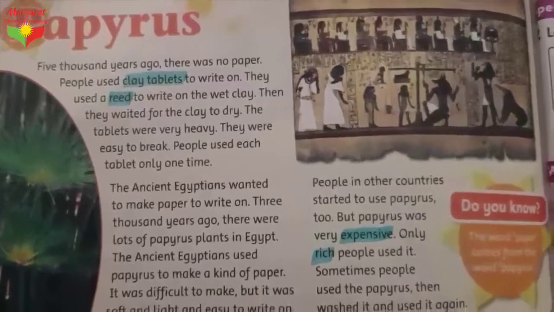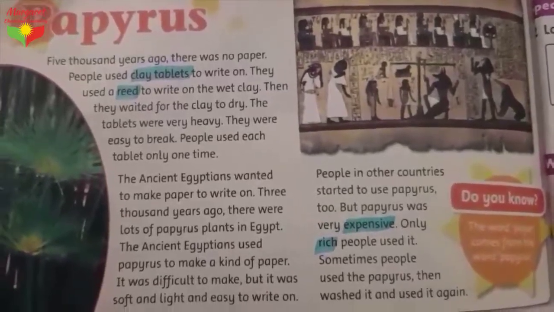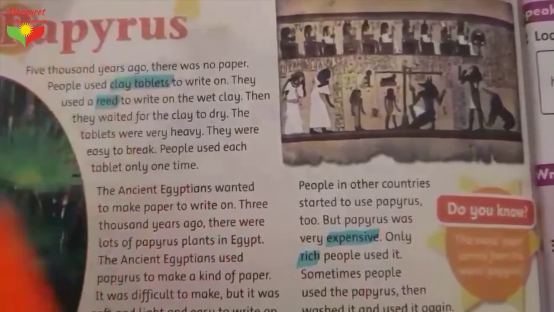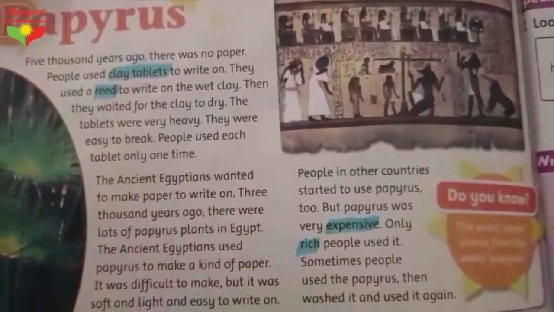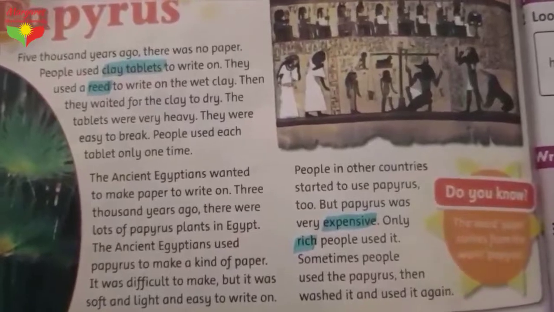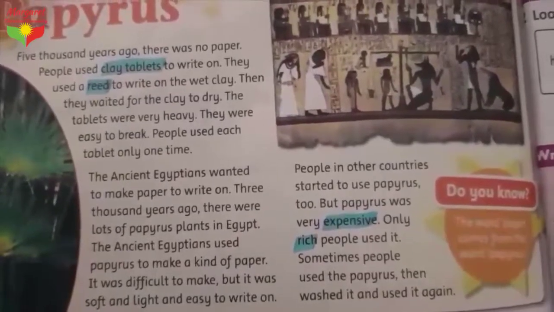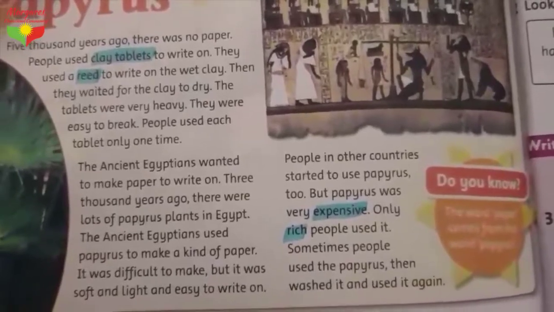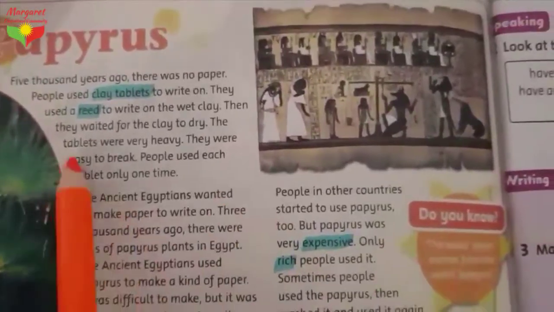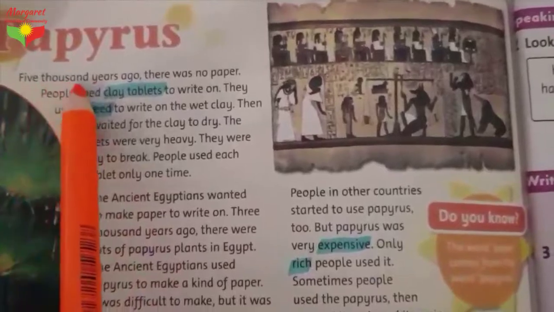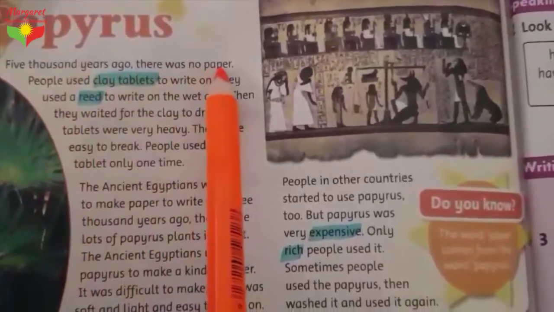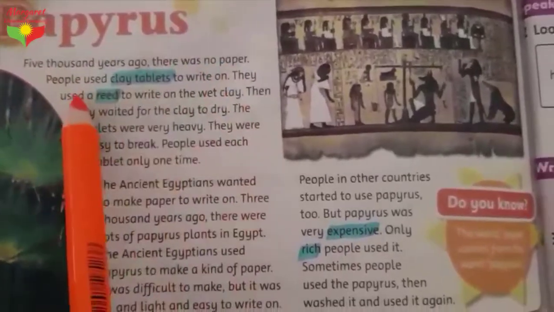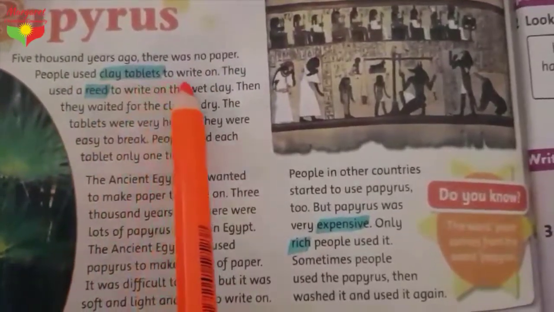So now, dear students, I would like to read the text and explain it for you. As I told you, the title is papyrus, and papyrus is a type of plant. In the old age the ancient Egyptians used this type of plant and they wanted to make paper from it. Okay, so the first paragraph says: 5,000 years ago there was no paper. People used clay tablets to write on.